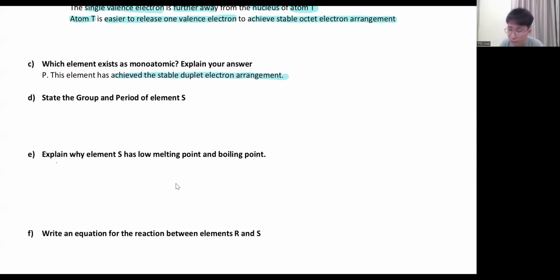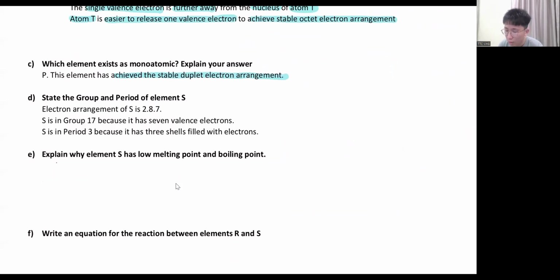Including your explanation now, guys. Oh, I think here they never asked you to explain. But usually exams always come with explanation. So we say group 17 because it has 7 valence electrons, period 3 because 3 shells are filled with electrons. It depends on the marks. If this question is 2 marks, then no need to explain. But if it is 3 marks, 4 marks, or 5 marks, then you must explain.